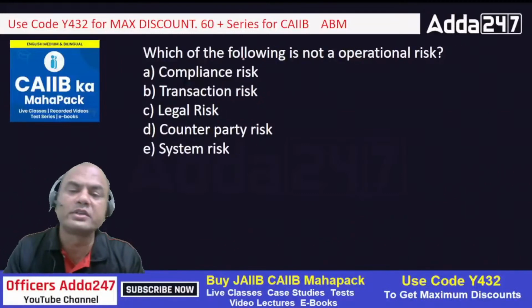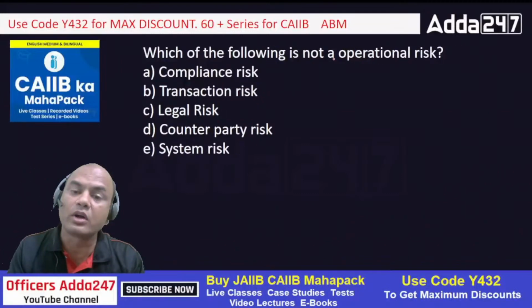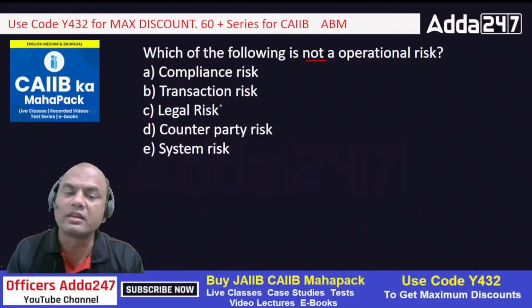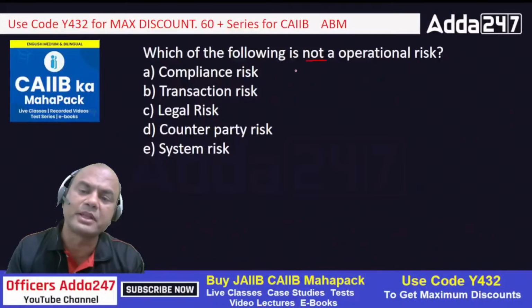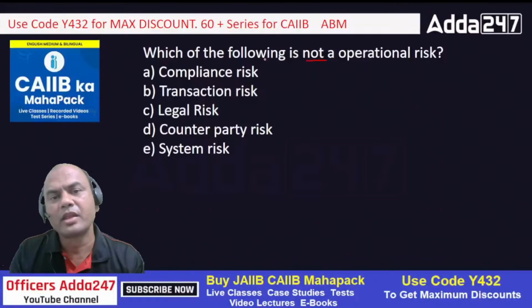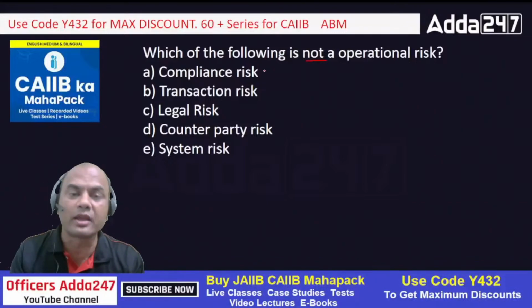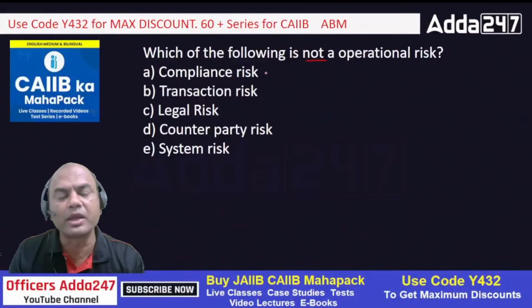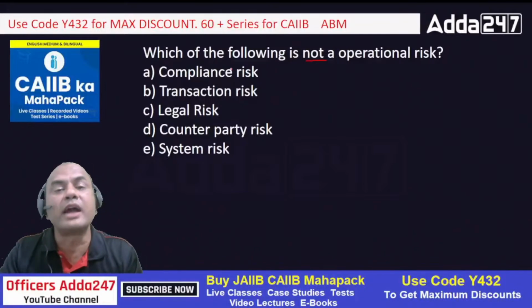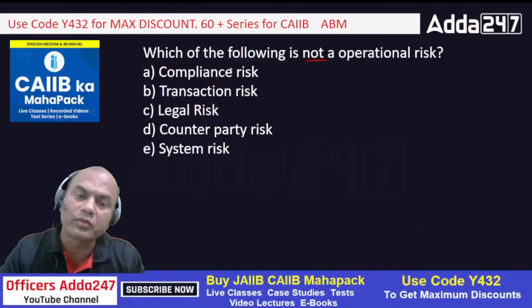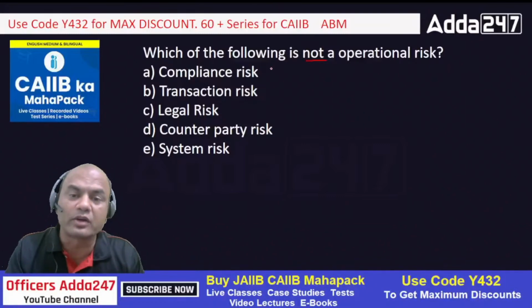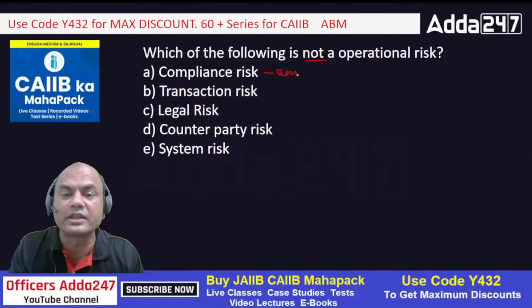Next one, which of the following is not an operational risk? Not, we want not now. Okay, compliance, transaction, legal, counterparty, and system risk. So which of them is not? We want not. Compliance. Is compliance an operational risk? Compliance is done by whom? Compliance means what? Submitting the reports to RBI. If I am not submitting the reports to RBI, also compliance means following the guidelines given by RBI. So if I am not following that, whose fault is it? It's the fault of the employees, right? Employee. So once the point employee comes over here, it becomes operational.